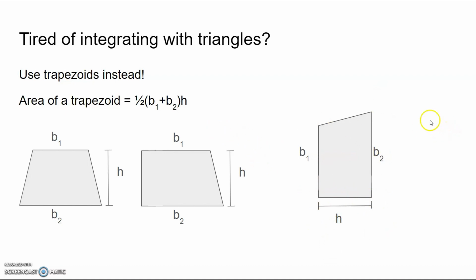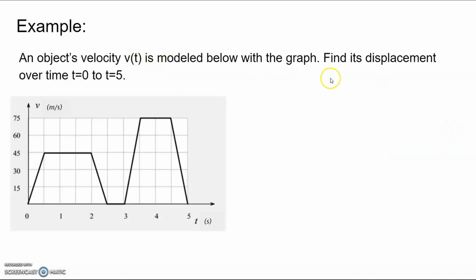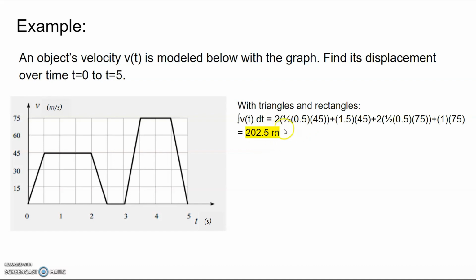So again, we're going to see an example. So an object's velocity is modeled below with this graph, and we want to find the displacement from t equals 0 to t equals 5. So if we were to do this using triangles and rectangles, then it would take a while, and I actually modeled out that process right here. So you would have 2 triangles within the trapezoid and then this one rectangle, and same thing for this. And if you were to add and multiply all those areas together, you would get 202.5 meters.